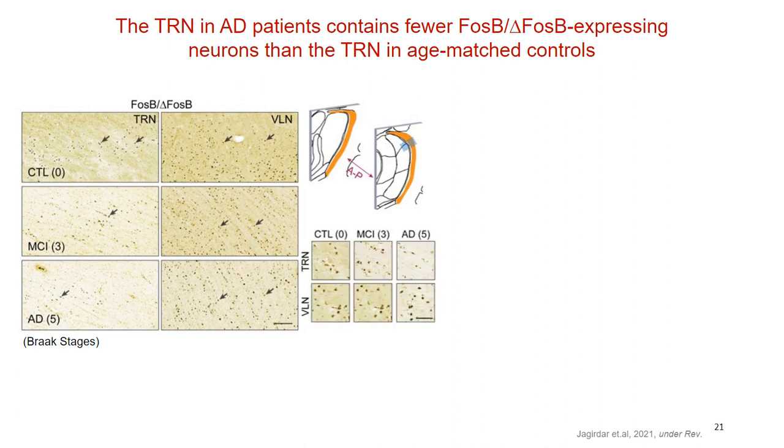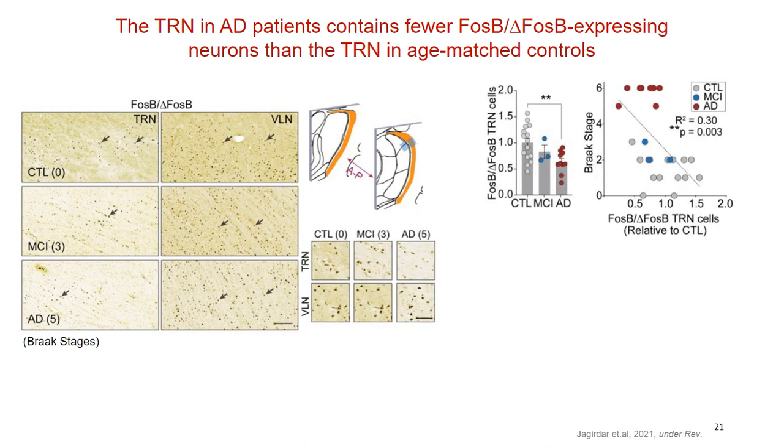We analyzed our data, and what we found is that in 80 patients' postmortem samples, we've seen a significant decrease in phospho-delta-FosB expressing cells in TRN. And if we analyze the phospho-delta-FosB TRN cells and correlate with the Braak stages, we see there is a positive correlation with Braak stage. That means the more severe the tauopathy, the more significant the decrease in phospho-delta-FosB cells.